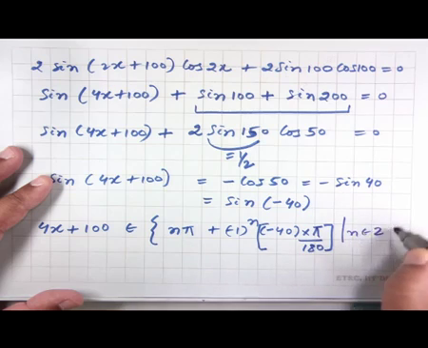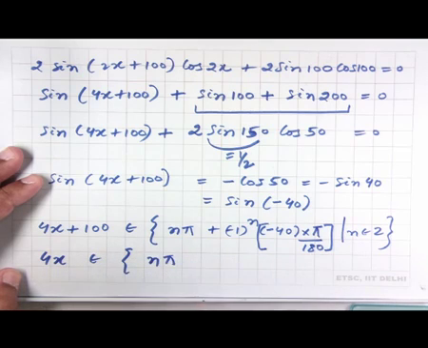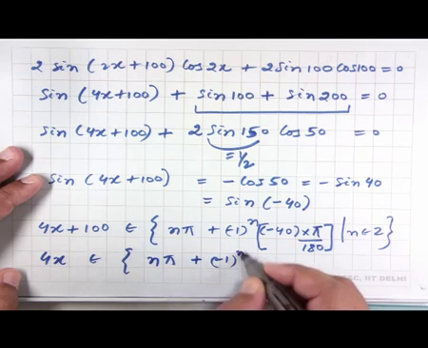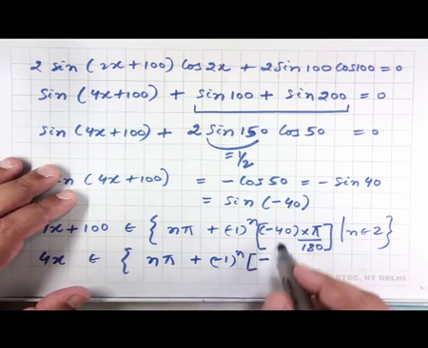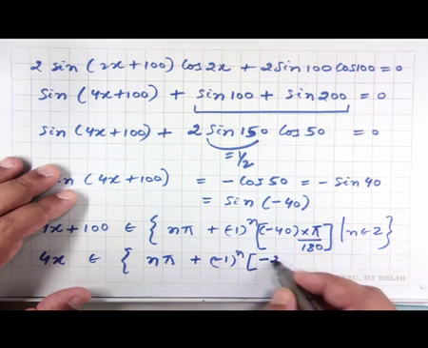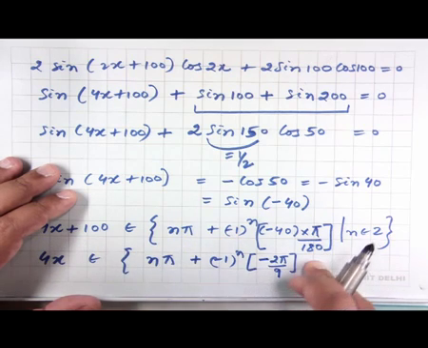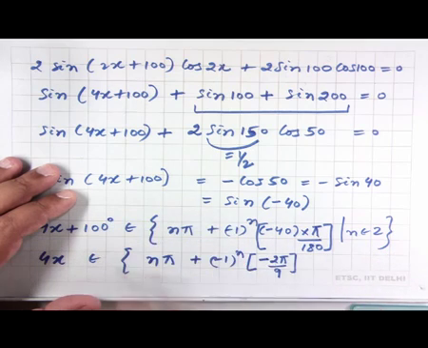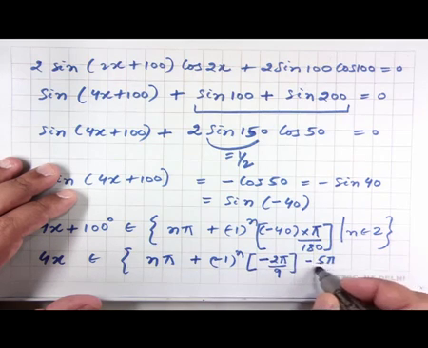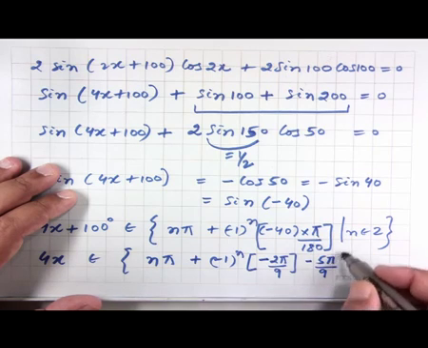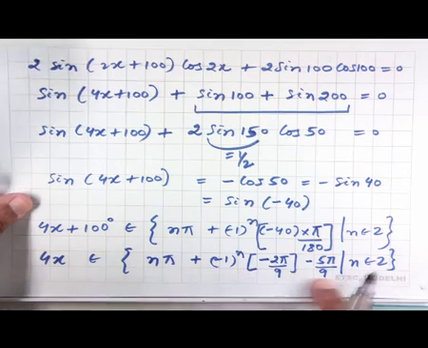So, for all n belonging to z, and then we can write that 4x belongs to n pi plus minus 1 to the power of n times minus, so this 40 we can simplify as 2 pi by 9, and then we have to put a minus 100 over here, but minus 100, this is in degrees. So, in terms of radians, that will be minus 5 pi over 9, and again belonging to integers, but this is 4x. So, then we have to divide everything here by 4.